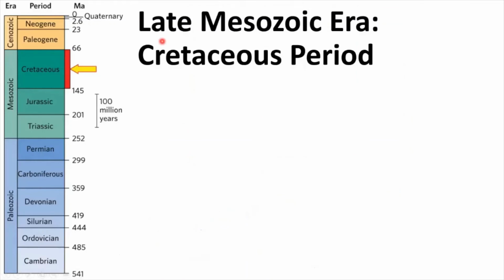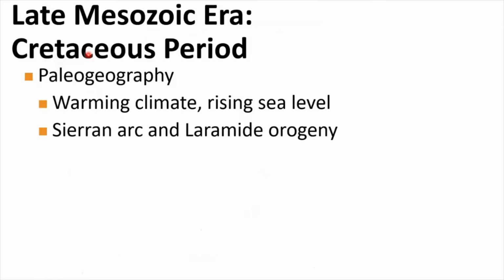Now we're going to move into the late Mesozoic era. So we're going to be talking about the Cretaceous period. That's 145 to 66 million years ago. Now, what did the paleogeography look like at this time? We had a warming climate. Due to that, we had rising sea level. We also have the continuation of our Sierran Arc and the Laramide orogeny.